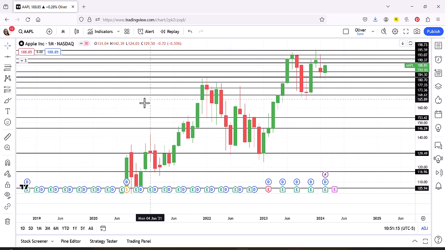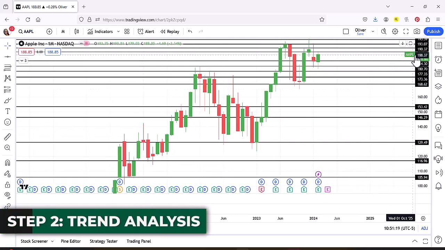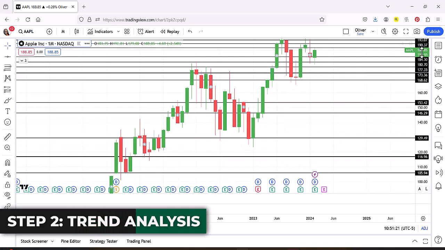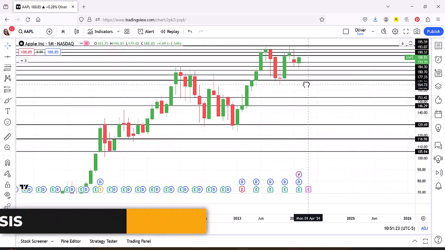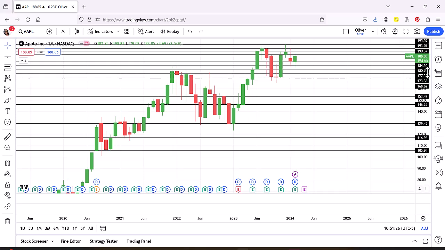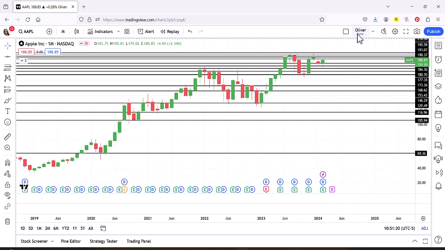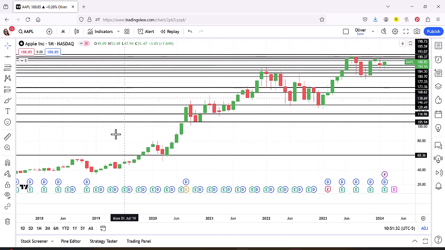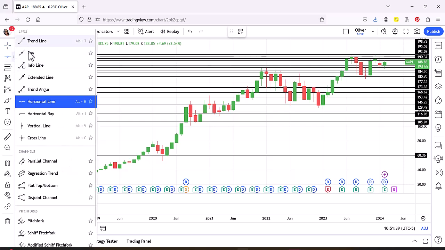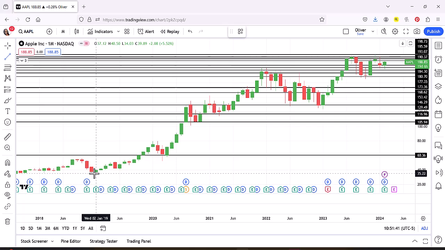Step 2 of doing a top-down analysis will include trend analysis. You should look for the trends that you see. I'm back on the monthly chart now, and I'm looking to see what kind of trend Apple has been on during this period of time. We go up here to our charting and we select a trend line. You can start from as low as here.